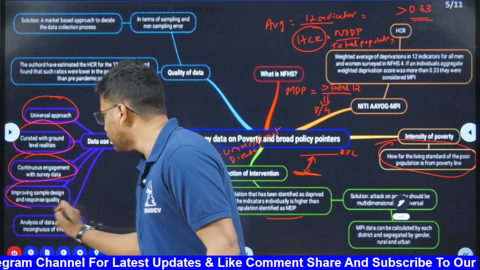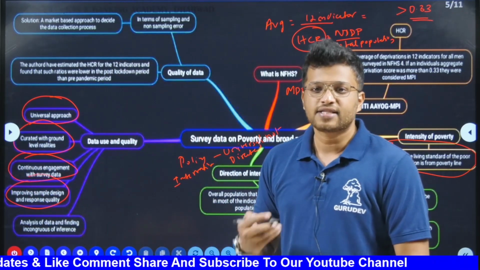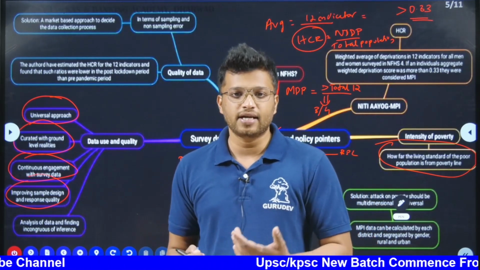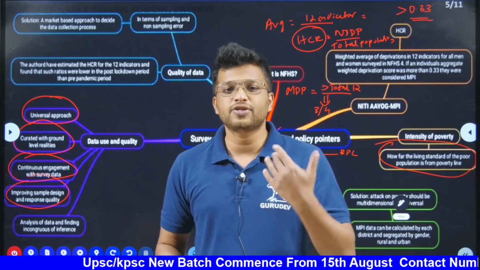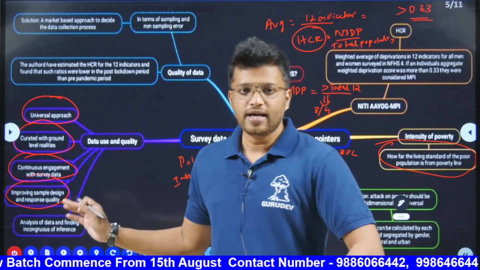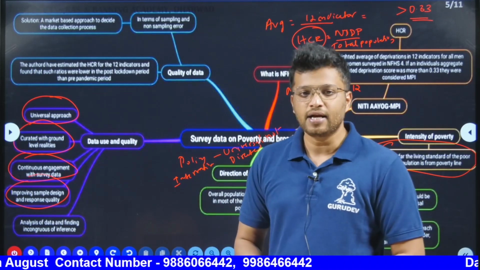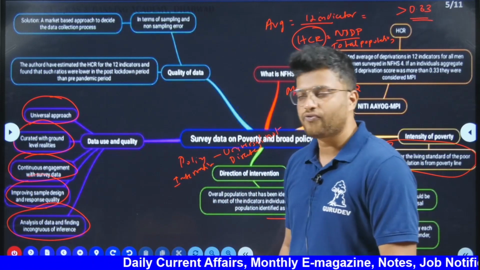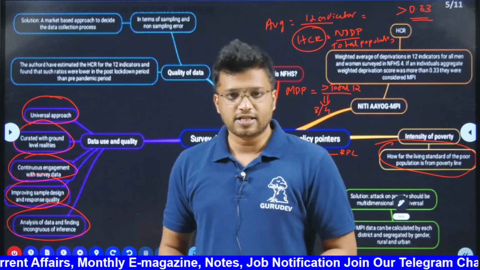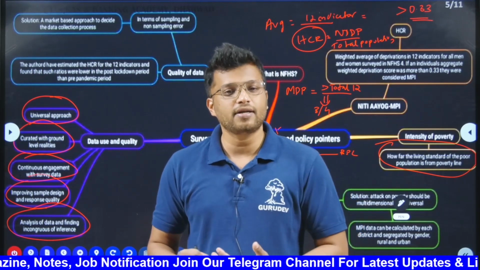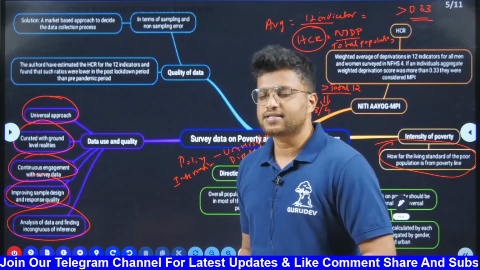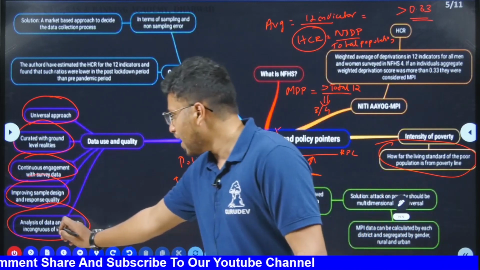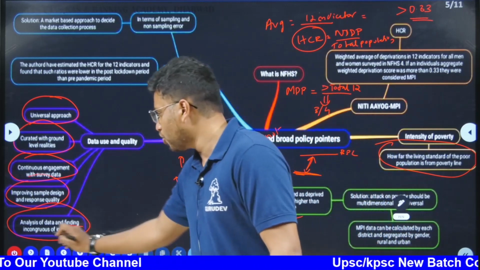He has also called for improving sample designs and response quality. Sometimes what is happening is, during the surveys, the data that is gathered varies because of the educational level of the person who is giving out the data. So here they are saying to improve the sample design and response quality. He also talks about analysis of data and finding incongruency of inference. That is, sometimes the data that is given is interpreted in a wrong way, or many considerations are not taken in when this interpretation is being made.